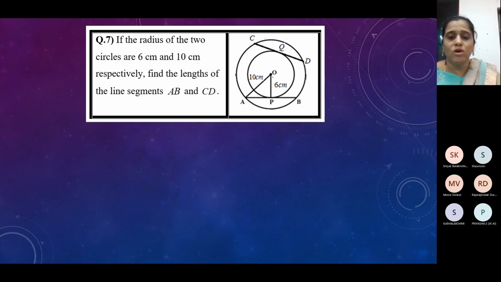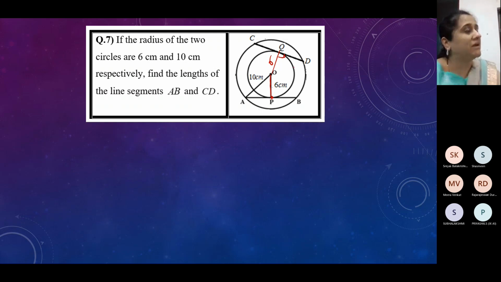How? See here, PO. This is the distance of the chord AB from the center, 6 radius. What is the distance of the other chord? OQ. And how much is that? That's also 6 centimeters.